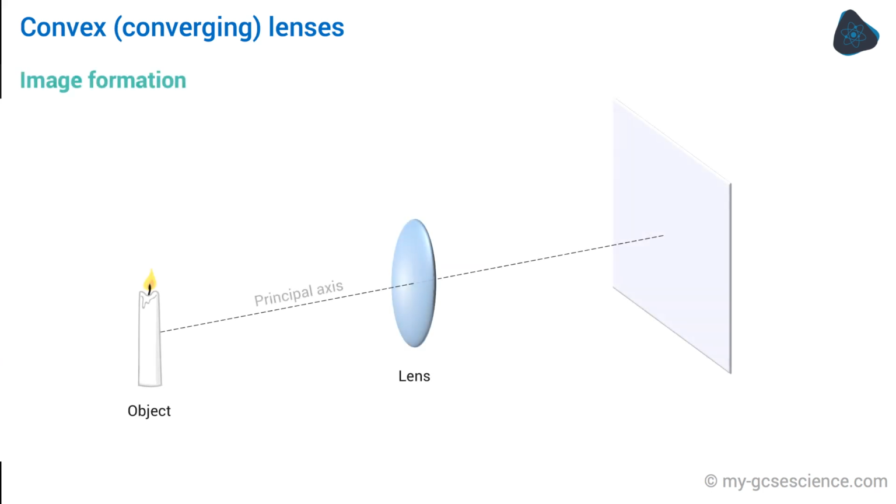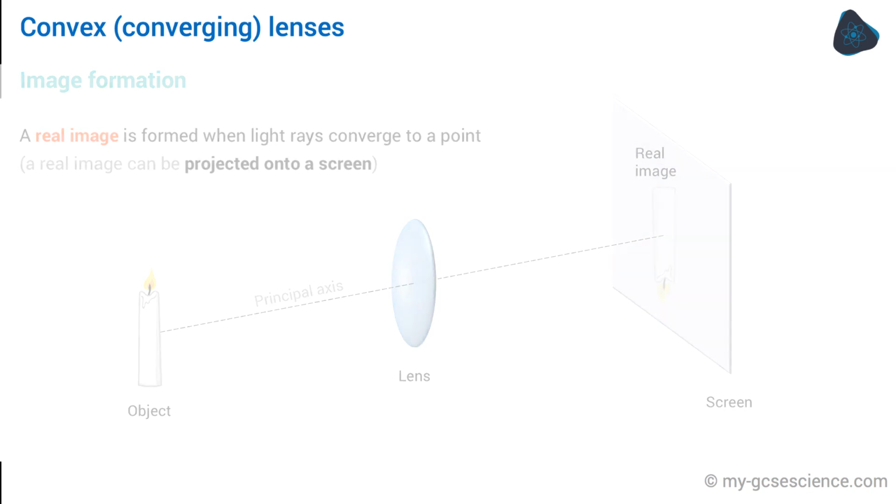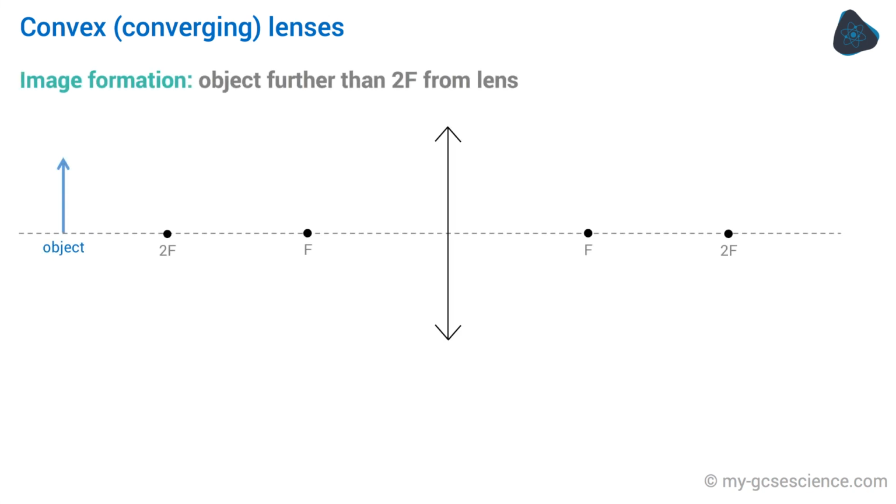A convex lens can be used to form an image of an object on a screen, such as a piece of paper or card. This type of image is called a real image. A real image is formed when light rays converge to a point, and so can be projected onto a screen. We can use a ray diagram to determine what the image of an object which is formed by a convex lens will look like. This is the symbol for a convex or converging lens which is used in ray diagrams.